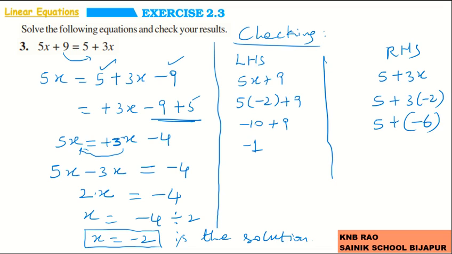So 5 plus of minus 6. I kept it within brackets because the product of them is negative. I cannot have plus and minus signs together without a bracket, without a number between them. So removing the bracket, plus into minus gives you minus 6. So 5 minus 6 is minus 1. So the left hand side value and right hand side value are the same. Therefore, left hand side value equals right hand side value. That means we have done the solving correctly. So this is the procedure.